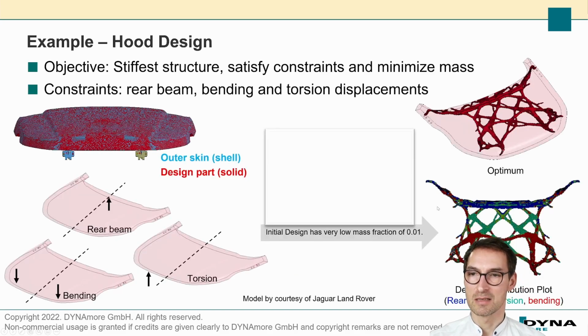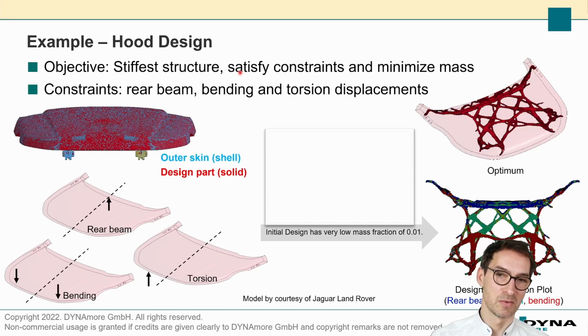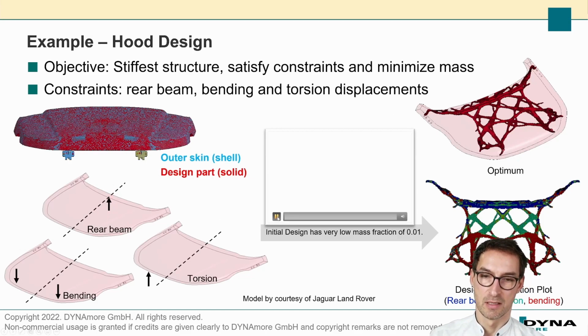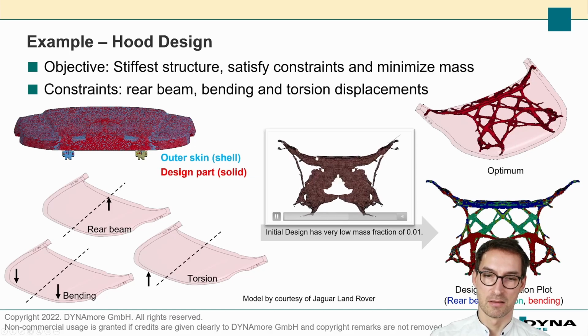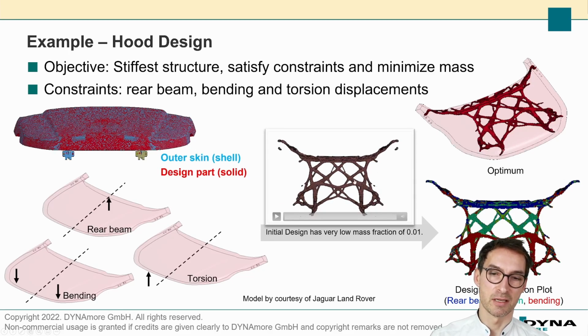Another example is the hood of a car. Again, what we want to achieve is the stiffest structure. We want to satisfy constraints and minimize mass. So pretty much similar as before, but this time it is a hood. So we have different load cases, bending, torsion, and this one here. And again, we start with an initial design, first setting up the structure and then removing material again, and this is what we end up with, and this is the optimal design.